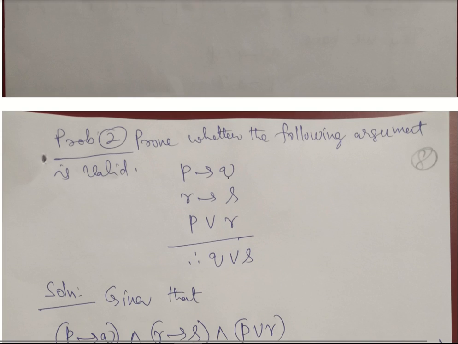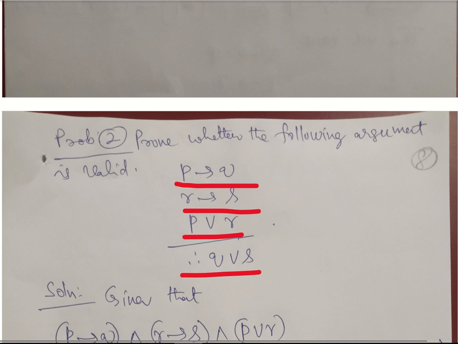Second problem: prove whether the following argument is valid. In the previous example, they gave a text, and from the English text we converted into logical form. Now they have given the logical form directly, which reduces one step for us. It is given: P implies Q, R implies S, P or R, concludes Q or S.